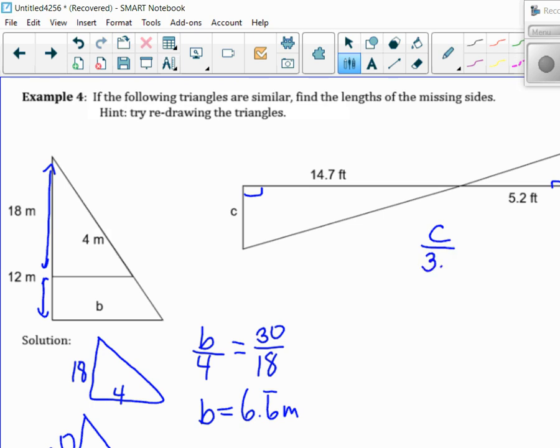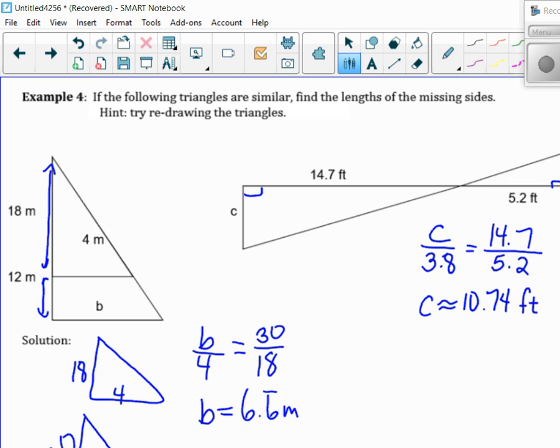C over 3.8 equals what? What do I put next? Yes, 14.7 over 5.2. Does everybody see if I start with C and put it over this triangle, then I have to put this first, then that, right? So it takes a little bit of practice if you don't remember this. It should have said this in the directions. So we're going to say C is approximately 10.7, we'll do 2 decimal places, 7.4, and this is feet.